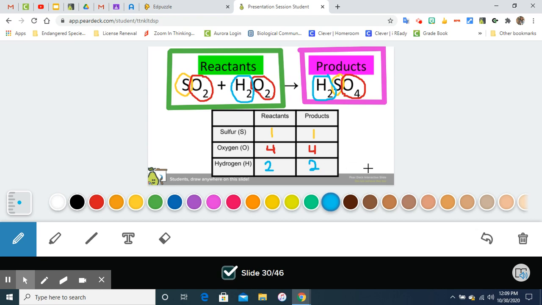And now my chart is complete. Notice that I have the same amount of sulfur atoms on both sides of the equation, the same amount of oxygen atoms on both sides of the equation, and the same amount of hydrogen atoms on both sides of the equation.